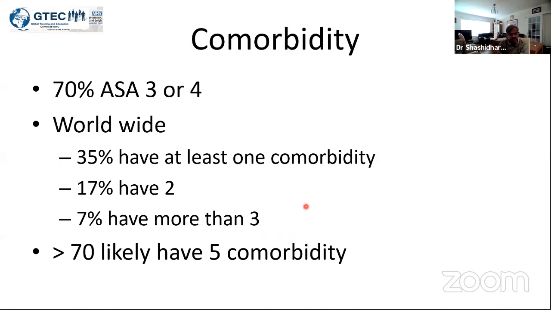So at least 35% have at least one morbidity. If you leave the hypertension alone, they still have that. 70% have two. I think anybody who is more than 70 is likely to have at least 5 different comorbidities, because what we forget about is frailty and other minor illnesses, which also have some contribution to all these things.